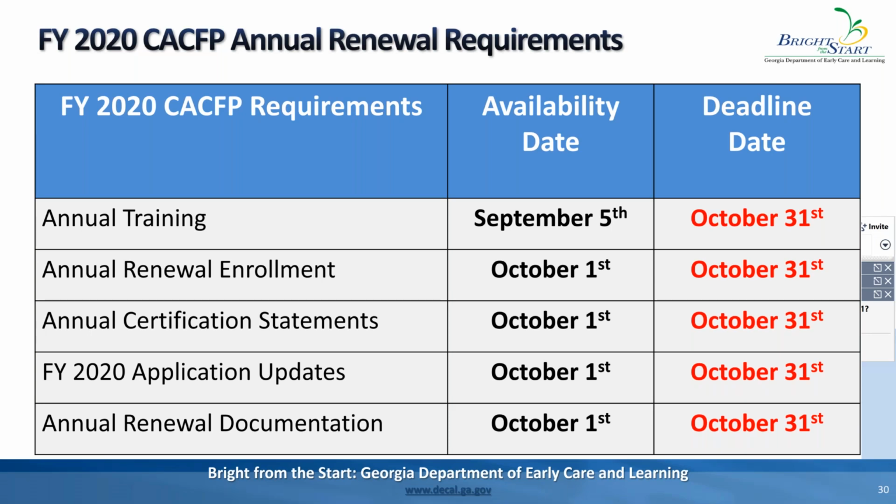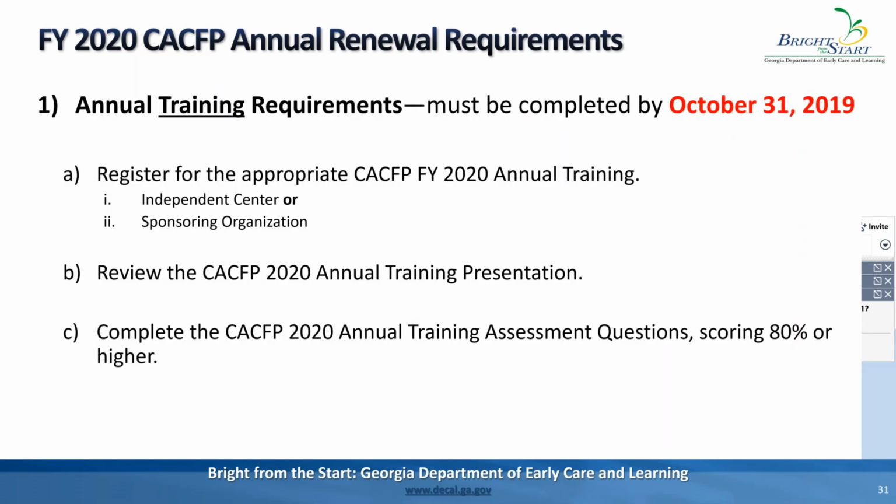Okay. The first step in the annual renewal process is completing the annual training. The fiscal year 2020 CACFP annual training requirements include attending and reviewing the CACFP 2020 annual training presentation in Georgia Atlas and successfully completing the assessment questions with a score of 80% or higher. Scoring lower than 80% will not prevent the program contact from moving forward in the annual renewal process. However, technical assistance will be given to organizations that do not score 80% or higher.